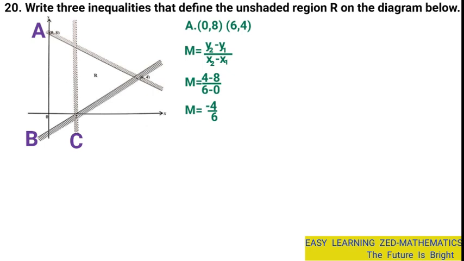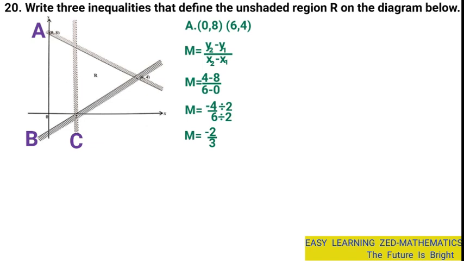Then I'm going to write m is equal to, and look for a number that can go into 6 and negative 4, and that number is 2. So I'm going to divide 6 by 2 and negative 4 by 2. Negative 4 divided by 2 will give us negative 2, and 6 divided by 2 will give us 3. And that is the gradient of that line: negative 2 over 3.